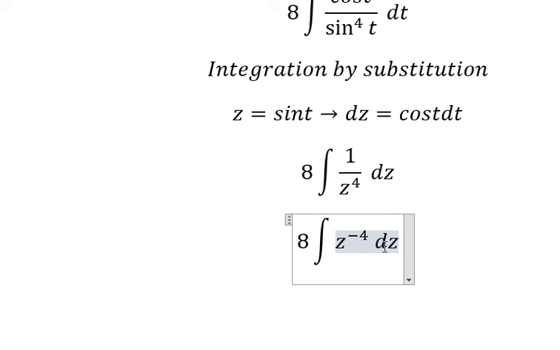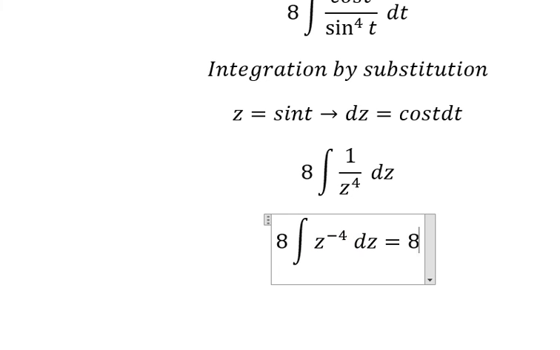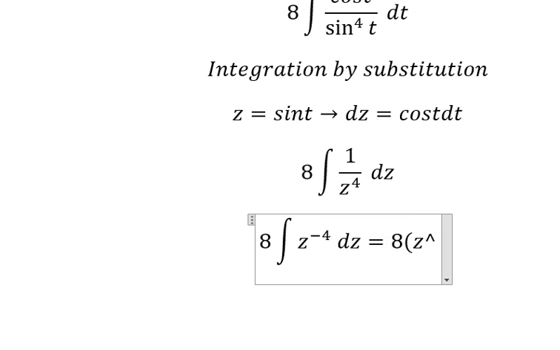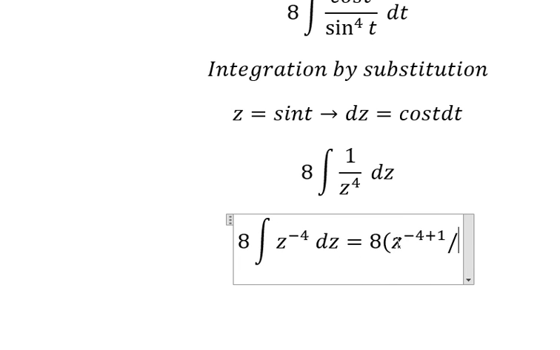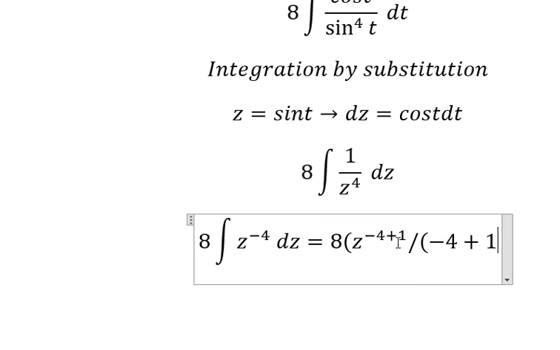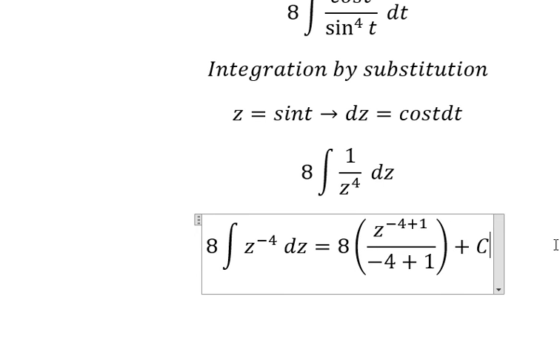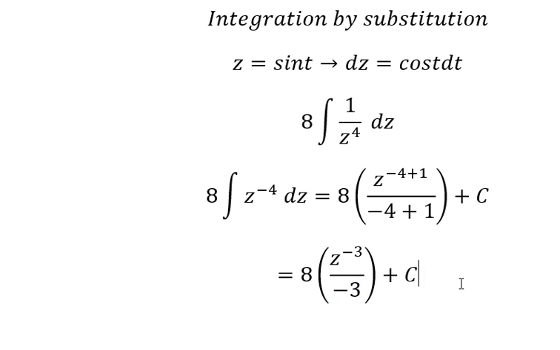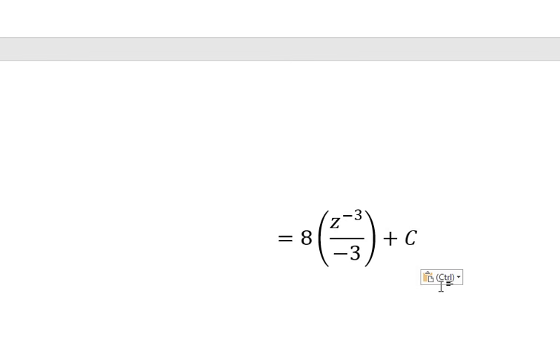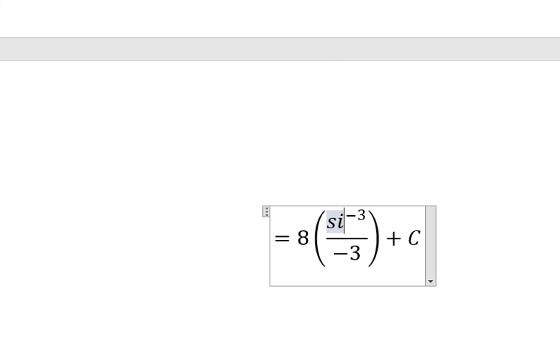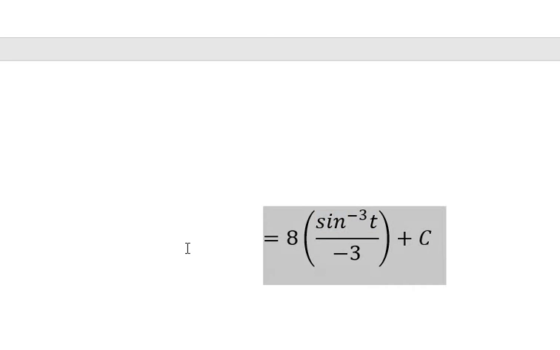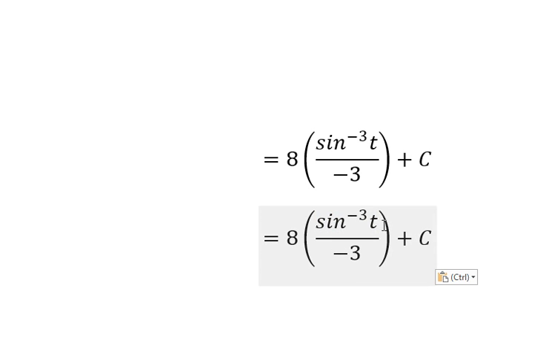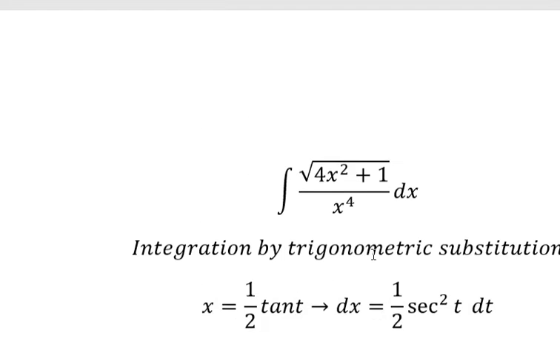The integration of this one, we have z to the power of negative 4 plus 1 over negative 4 plus 1, and we put plus c. So this one we have negative 3, about z, that is sin t. About t, that is this one.